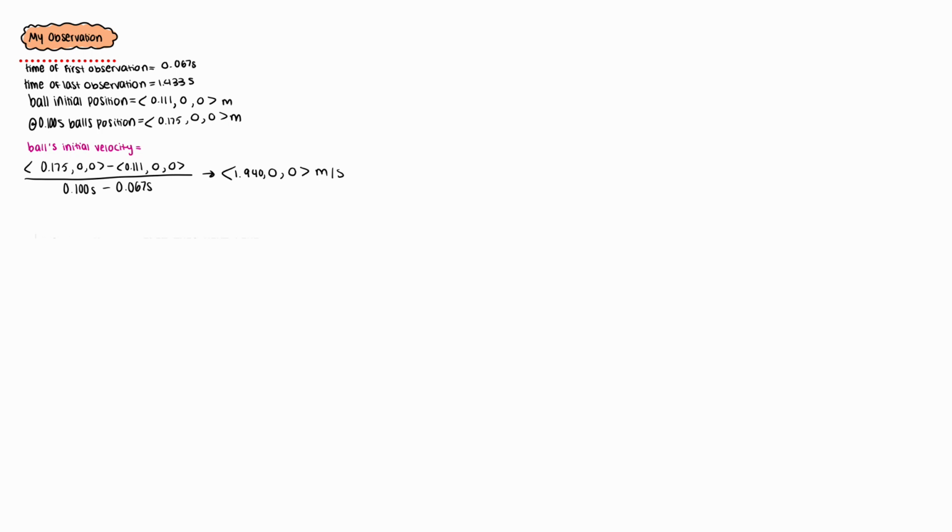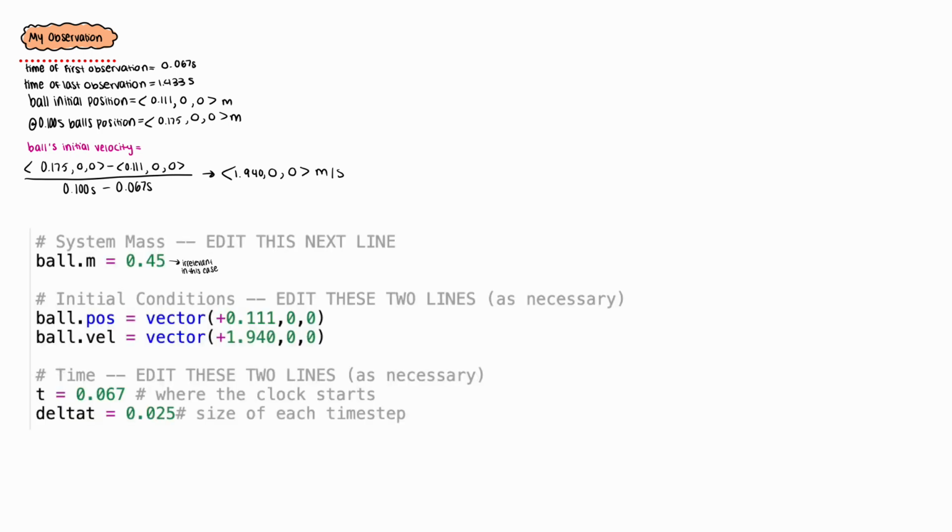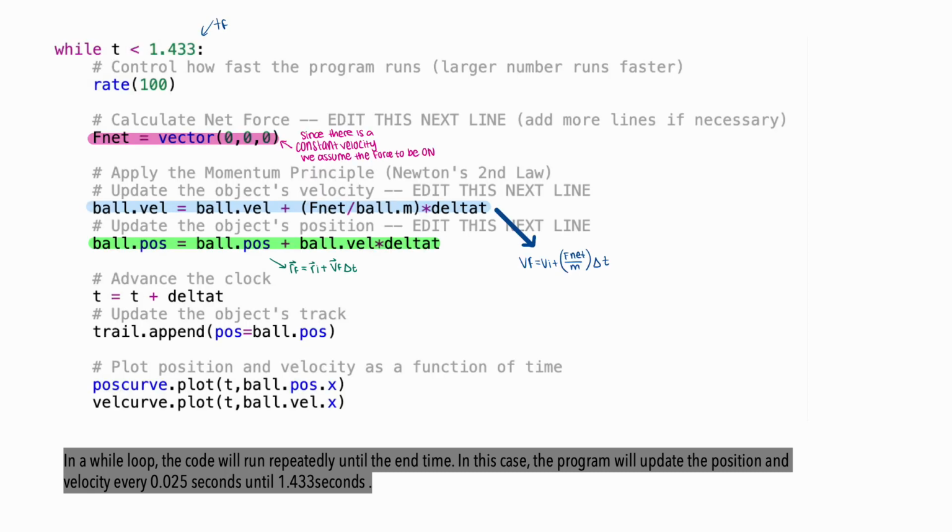I ended up calculating the average velocity to be 1.9 meters per second and inputted these values into GlowScript, which both had positive vector values since they were moving in the positive x direction. I also inputted my system mass, which is irrelevant in this case since the force is equal to 0, and I also put my initial time. I then added in my time step of 0.025 seconds so I can do a while loop where the computer will consistently re-update my change of position over time until my final time of 1.433 seconds was achieved.